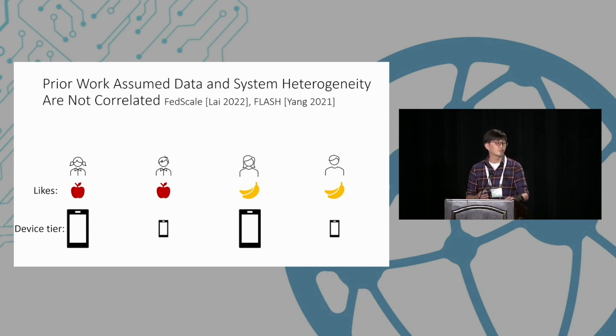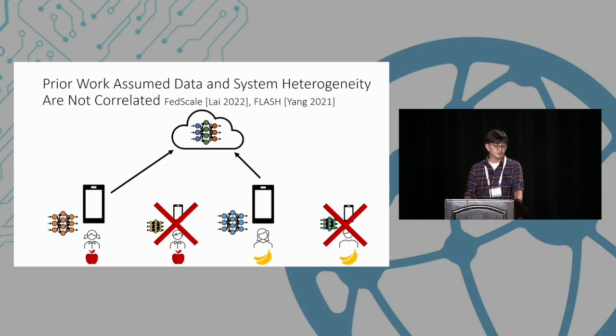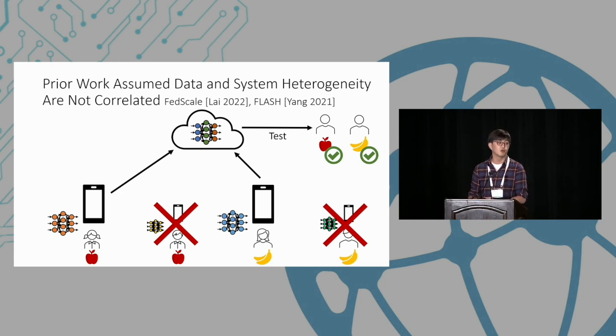In other words, the probability of liking an apple or bananas is essentially the same regardless of the device tier the user has. In such a synthetic scenario, even if you apply a tier-aware optimization to low-end devices, it does not really introduce any fairness problems because high-end devices and low-end devices essentially have the same data distributions anyways.